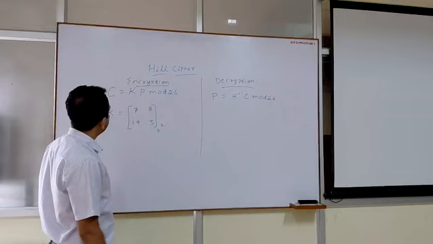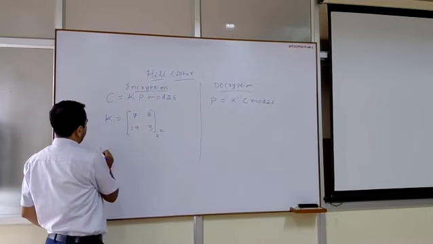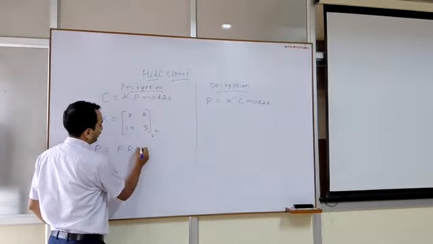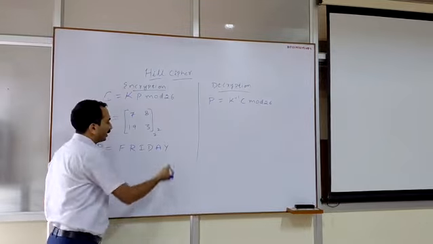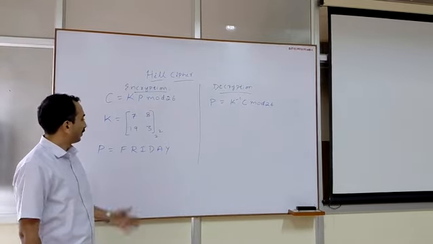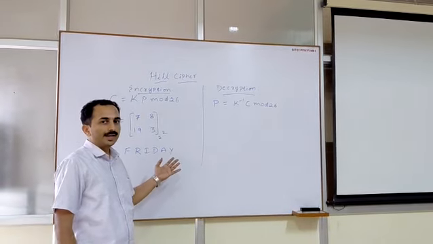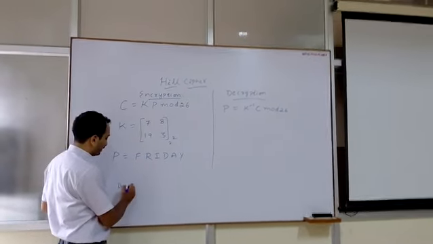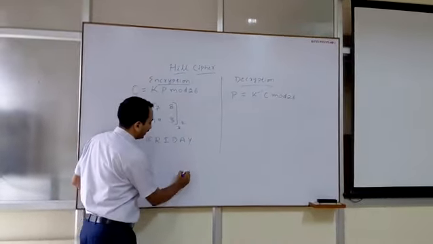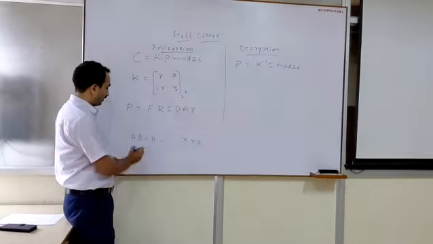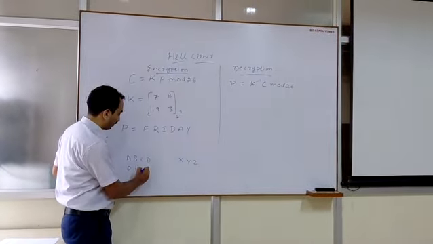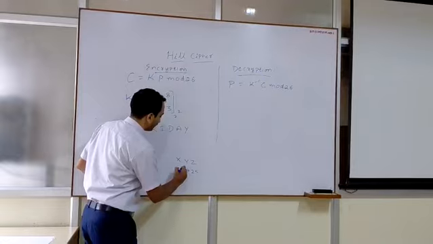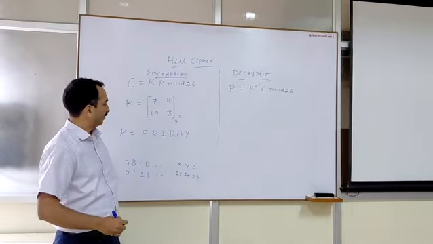Let us take this key matrix and a plain text. For a simple illustration, let us take the message Friday, which I want to encrypt using the key cipher. The approach is to map each character to its equivalent value. I have the alphabet A, B, C, D till X, Y, Z. A is mapped to 0, B to 1, C to 2, and likewise down to 25, 24, 23. So each character is mapped to an equal value.